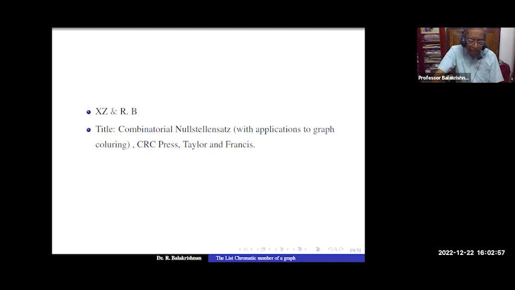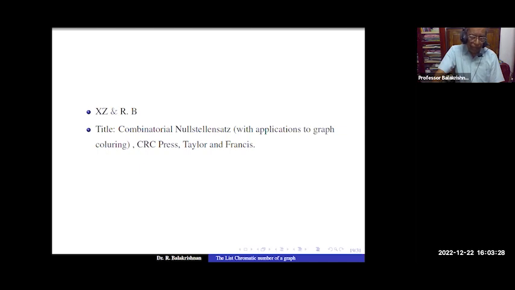Nullstellensatz is a German word. Germans have a fancy for pulling together several words. Here null means the zeros of a polynomial, one polynomial or many polynomials. Satz means theorem. Stellen means location. So you are concerned with the location of the zeros of polynomials, and the combinatorial aspects of that.